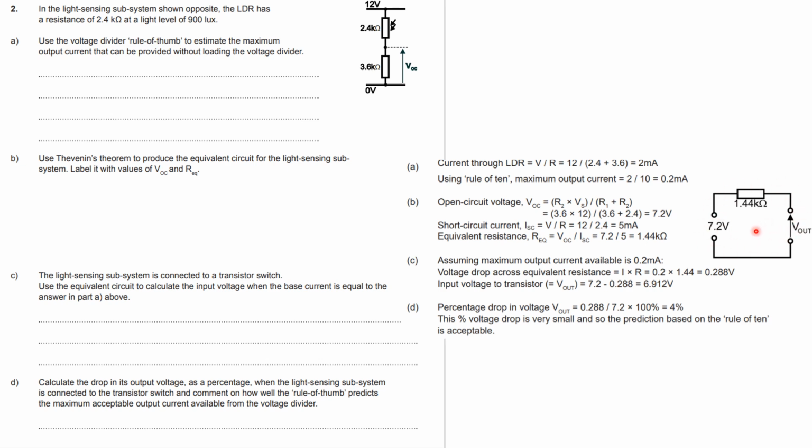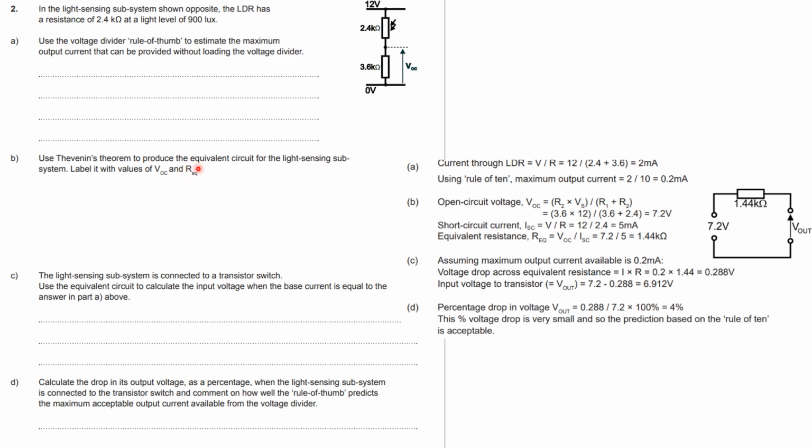Okay, then it says the light sensing system is connected to a transistor switch. Okay, that's fine. Use your equivalent circuit to calculate the input voltage when the base current is equal to the answer in part A above. So what was part A above? It was 0.2 milliamps, wasn't it? Okay. So if I've got 0.2 milliamps available, I can work out the volt drop across the equivalent resistance first of all.